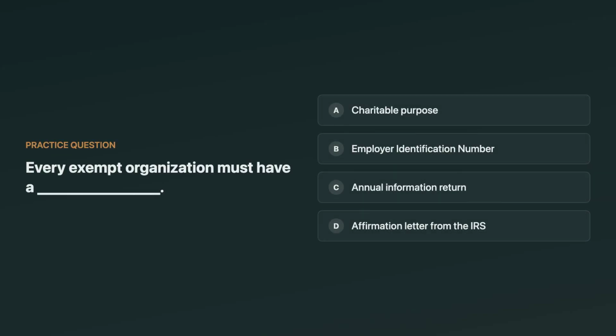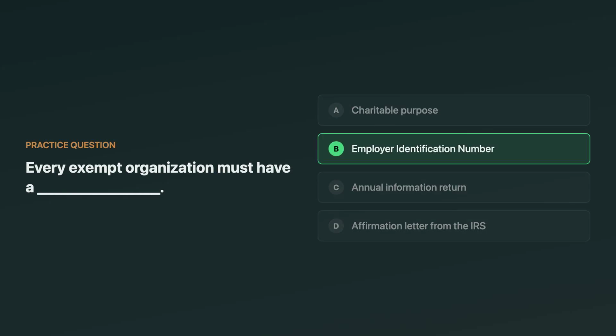Every exempt organization must have a what? A charitable purpose, an employer identification number, an annual information return, or an affirmation letter from the IRS. Think about what the IRS uses to track an organization, even if it has no employees.